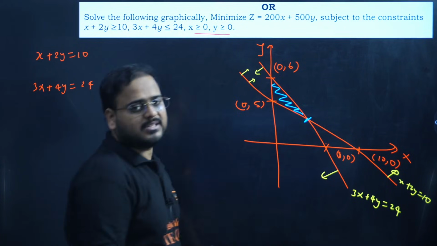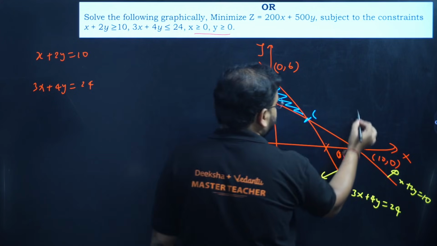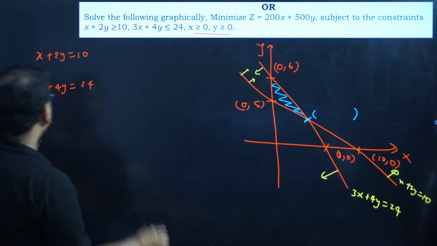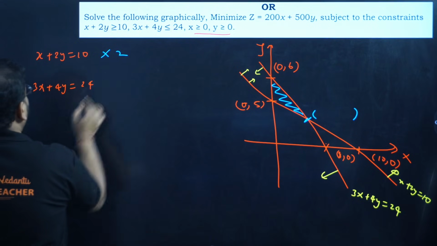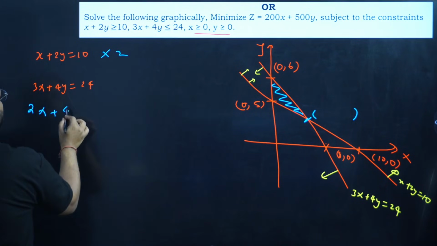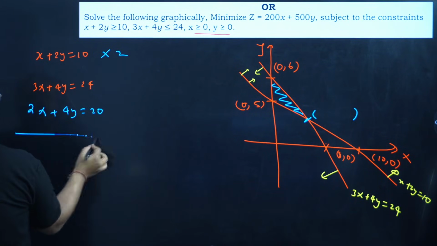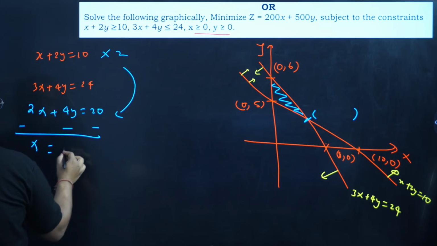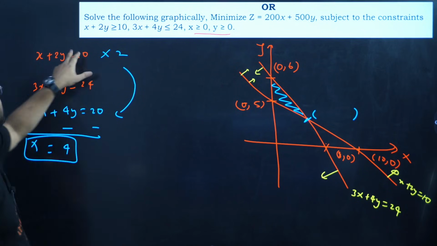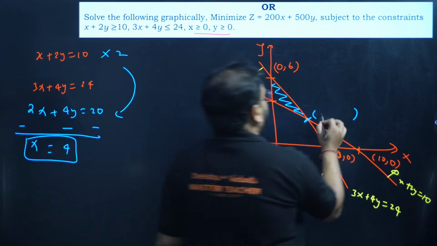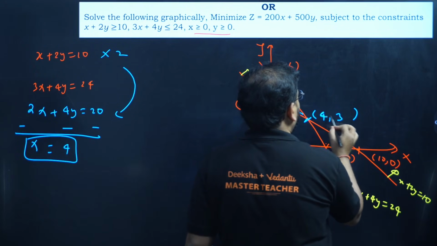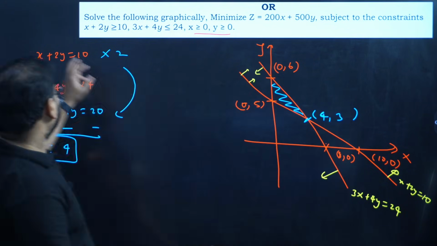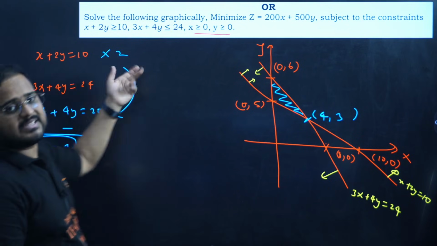So we need to find this corner point. And how do we find this coordinate point? By solving the equations. Multiply this by 2, you'll get 2x plus 4y equals 20. Subtract this: x is 4. So x is 4 means what is the value of y? y is 3. So 4, 3. Check: x is 4, 2 into 3 is 6, 6 plus 4 is 10.